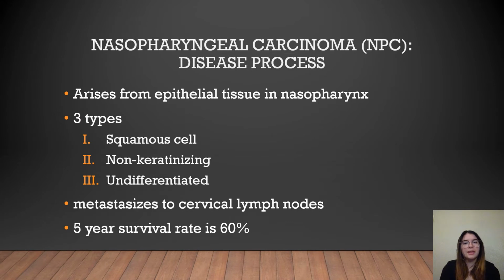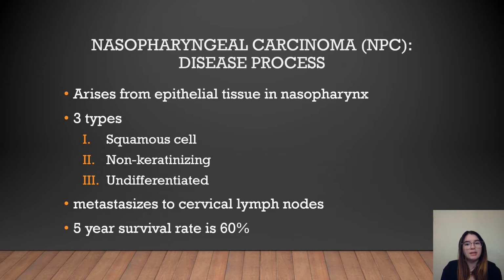To begin, nasopharyngeal carcinomas, or NPCs for short, arise from the epithelial cells that cover and line the nasopharynx. 90% of all cancers arise from the epithelium, and actually it's the most common cancer in adults. NPCs typically affect the older population and are categorized into three different types: squamous cell, non-keratinizing, and undifferentiated. For the purpose of this research project, we'll be focusing on the squamous cell carcinomas, or SCCs.